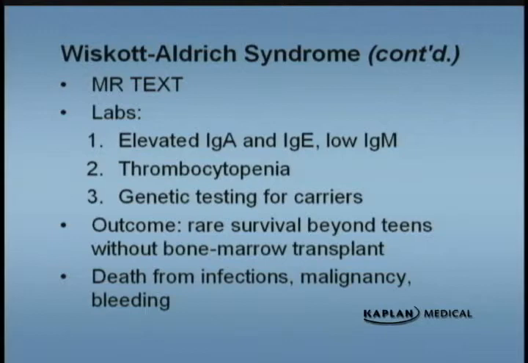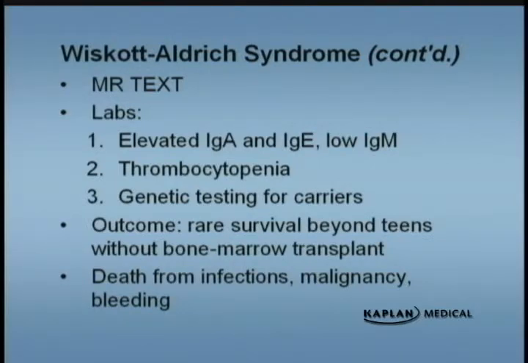This is a mnemonic for Wiskott-Aldrich, Mr. Text. The M stands for low IgM. The R stands for recurrent infections. The first T is for T cell defect, even though it's a T and B cell. The E stands for eczema, the X is for X-linked, and the last T stands for thrombocytopenia. So that's a quick way of remembering some of the characteristics of Wiskott-Aldrich.